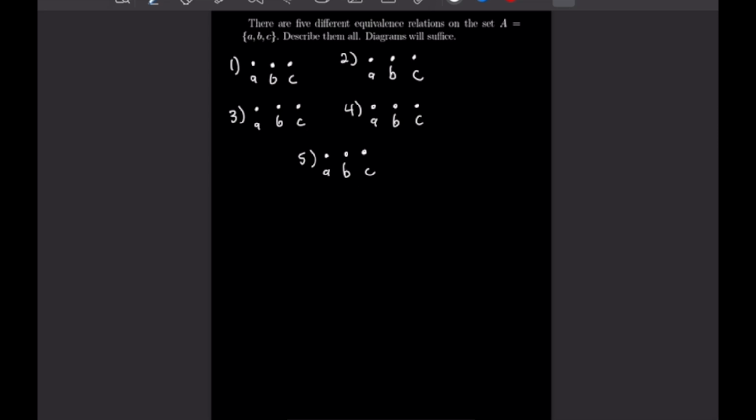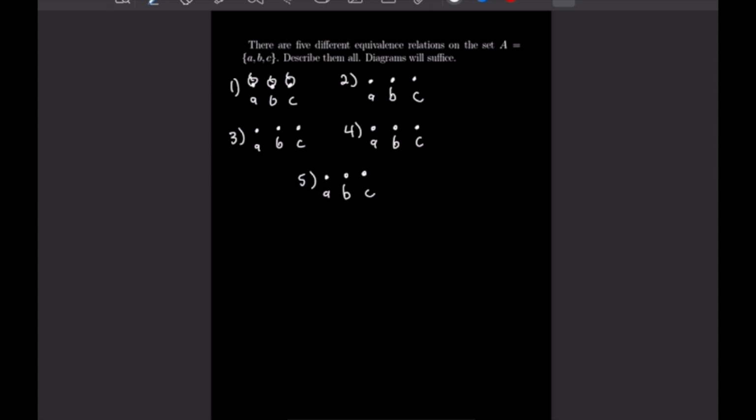Let's begin with the most trivial of equivalence relations on A, which will be when each element is related only to itself. We obviously have reflexivity there, but we also have symmetry and transitivity as well. For our next 3, every element is related to itself, but we also have 2 elements that are related to each other both ways. To start, for number 2, all elements are related to themselves, and A is related to B, and B is also related to A.